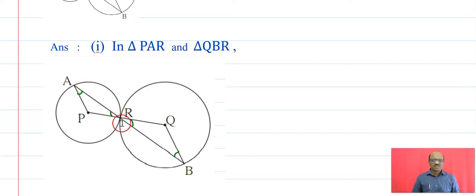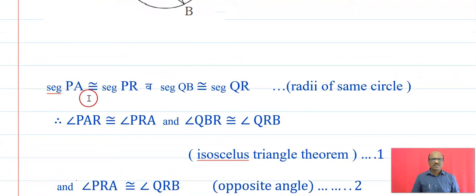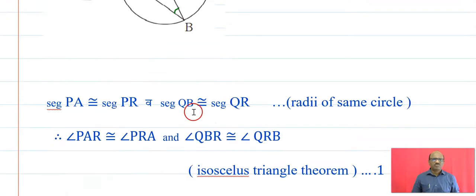That is the isosceles triangle. Also in this figure, RQ and QB are the radii of the circles, and therefore the measure of angle QRB is equal to the measure of angle QBR, the angles opposite to these two congruent sides. Now see this here: segment PA is congruent to segment PR, and segment QB is congruent to segment QR.